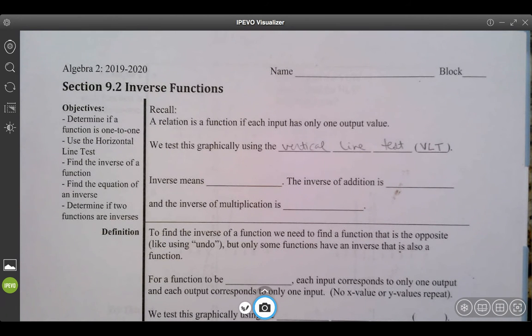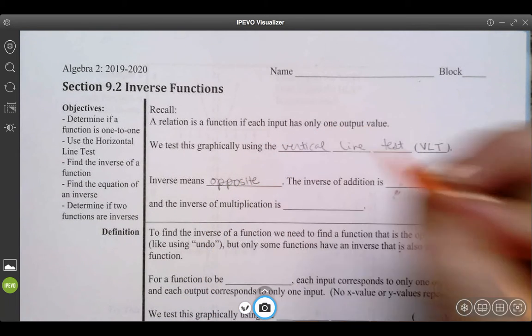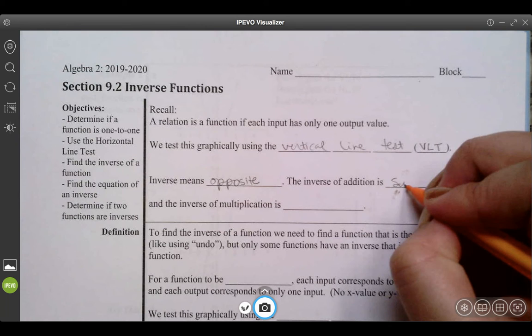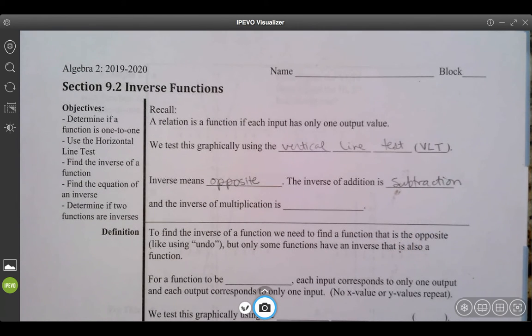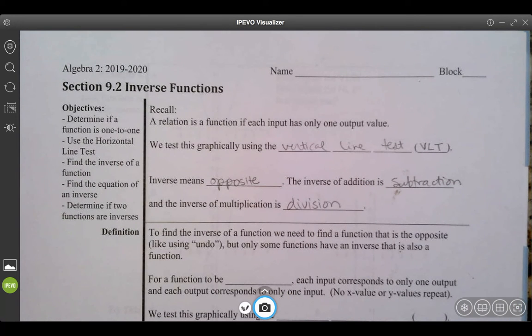Okay, and what we're doing today is looking at the inverse, and inverse means the opposite. So we're looking at the opposite function. Some of the opposites that we know of already: the opposite, or inverse, of addition is subtraction, and the opposite or inverse of multiplication is division. What we're looking at today is how we combine these opposites in order to find the inverse of a function. And we can do that for any function.